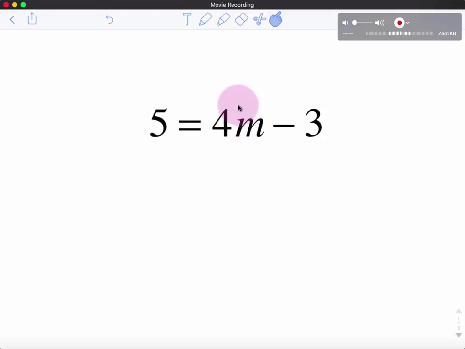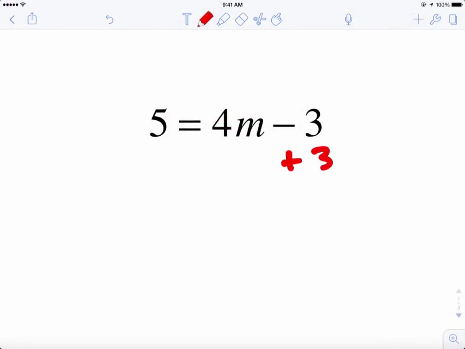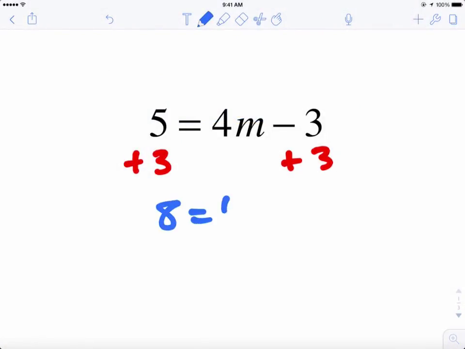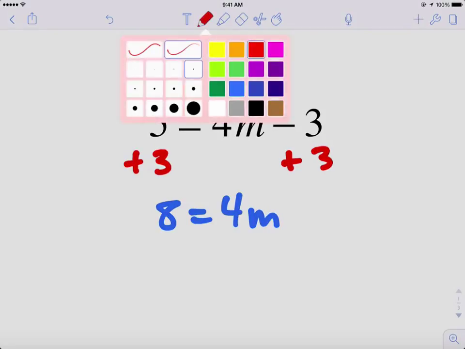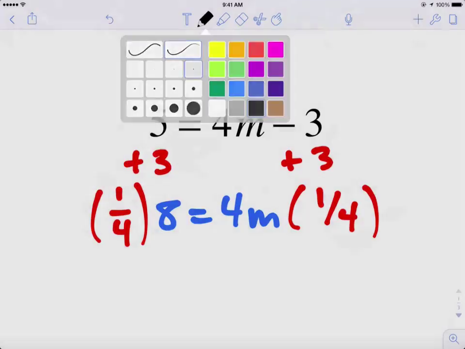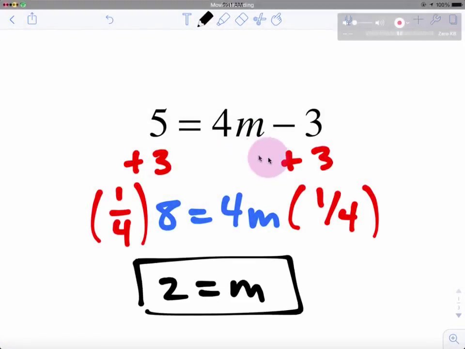You can also use intuition and say, listen, if 4m minus 3 equals 5, this quantity right here, 4m, has got to be equal to 8. So we're using intuition as well as some formal notation here. So now we have 8 equals 4 times m. I think we know what to do from here. Let's multiply both sides of our equation by 1/4, and we end up with 2 equaling m, the solution to that original equation. Let's check to make sure.